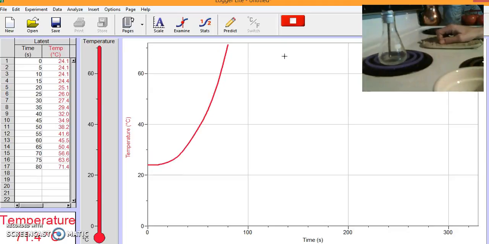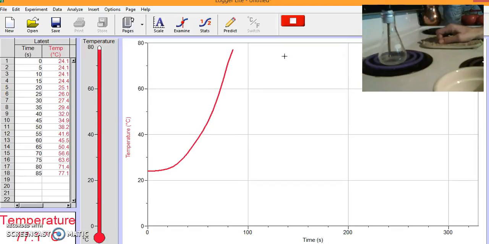So we should be at some boiling point. I think we might have boiled a little bit too soon. Now, do you remember what the boiling point of isopropyl alcohol was? 82, I think? About 82. Now look at our graph.